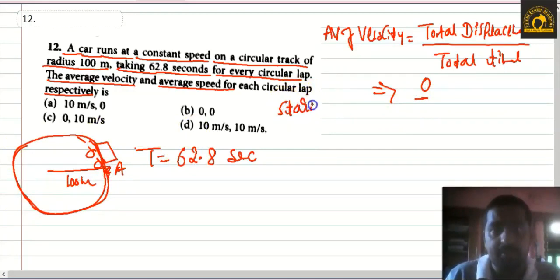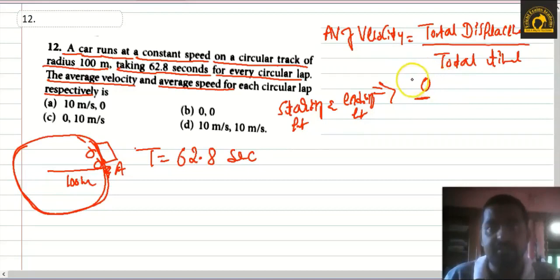Starting and ending points are the same means the displacement is 0. The average velocity is 0. Okay, then that is part B, average speed. Average speed is equal to total distance by total time.